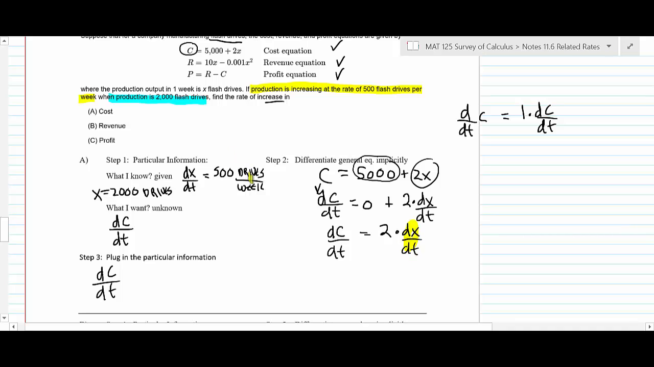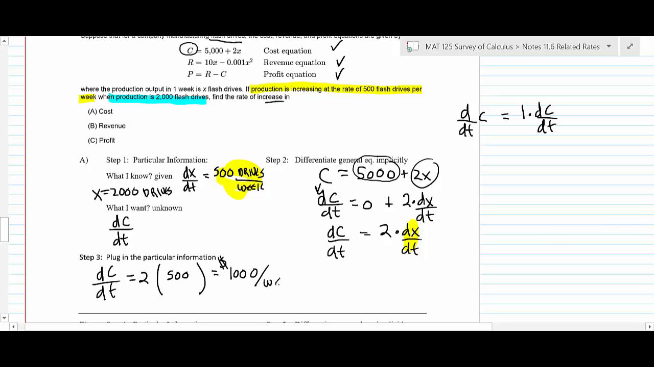Do we know that? Yes, 500. Turns out the 2,000 drives don't have anything to do with this. So we just have 2 times 500. Now this is going to be money, okay, because cost is money, right? So it's going to be dollars per week. So that would mean we're getting 2 times 500, that's 1,000. I got an extra 0 in there earlier. So that's going to be $1,000 per week.